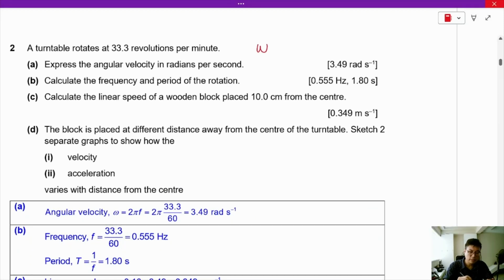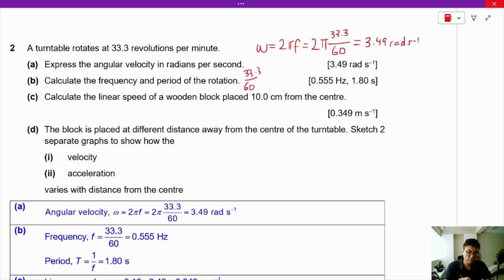Now the angular velocity can be expressed as 2 pi f, which will then be given as 2 pi times 33.3 revolutions per minute. All right, so that will be 33.3, and then we need to express it in seconds. So that's 33.3 divided by 60 seconds. Right, so this would be 3.49 radians per second. Calculate the frequency and period of the rotation. Very easy. The frequency will be 33.3 divided by 60.